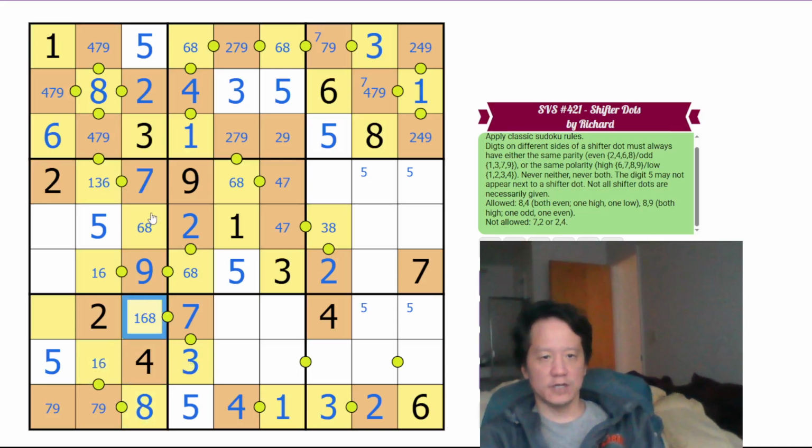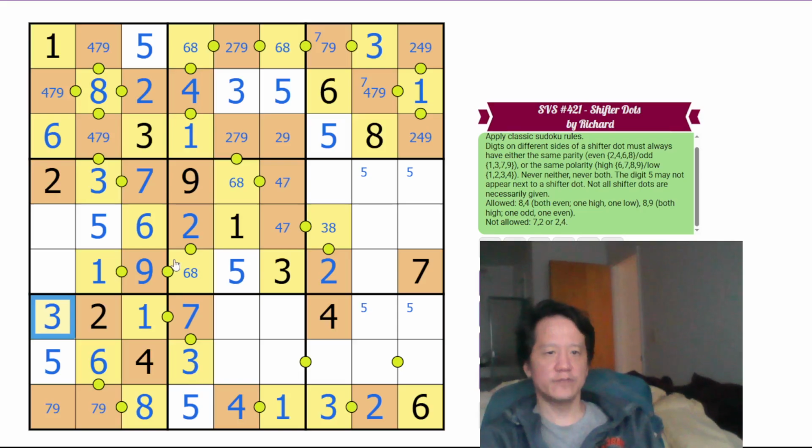This 8 eliminates 8 here and 8 here, so this is 6, which makes this a 1. This can't be 1 or 6, so this is 3. This can't be 1, so this is 6. This can't be 6 or 8, so this is 1. That leaves this as a 3.